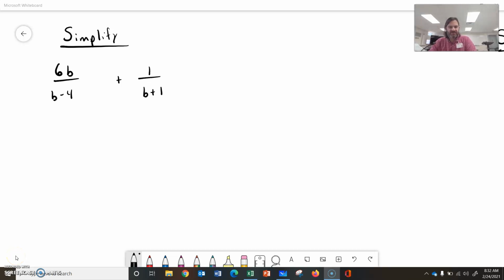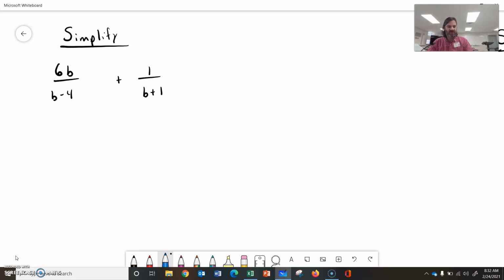Alright, we've got something here that says simplify, and what we're doing is we're trying to simplify rational expressions. The one we have here is the fraction 6b over b minus 4, and that fraction is added to the fraction 1 over b plus 1. So since these two fractions are added together, by simplify we mean try to combine them into one fraction and then reduce anything we can.